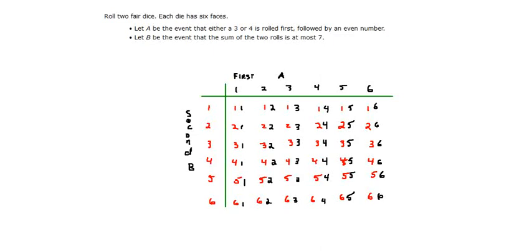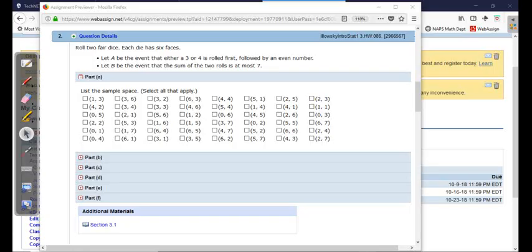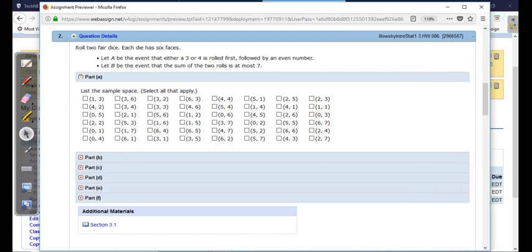This is problem number 2 from our WebAssign problem deck. The problem says the following. Roll 2 fair dice, right? These are dice that are balanced and will come out the right way each time. Let event A be the event that we roll a 3 or 4 first, followed by an even number. And then we're going to let B be the event that the sum of the 2 rolls is at most 7.